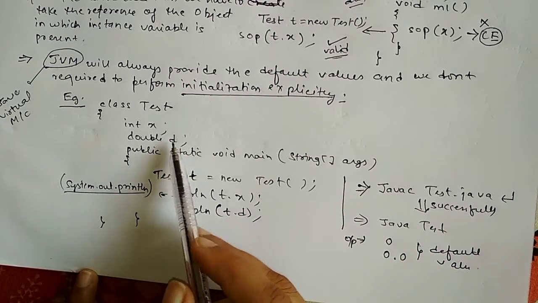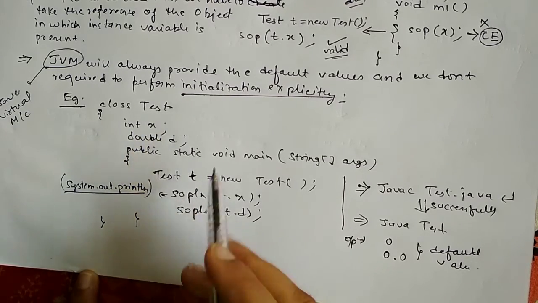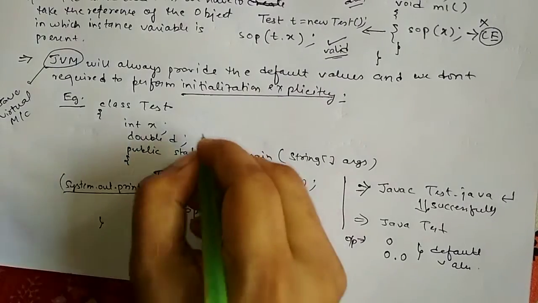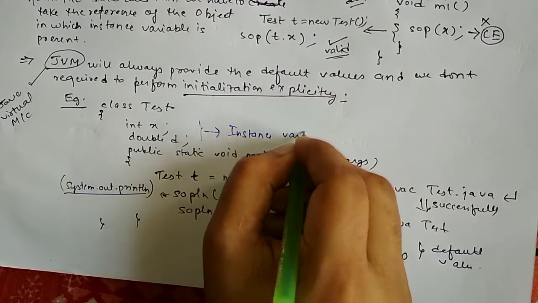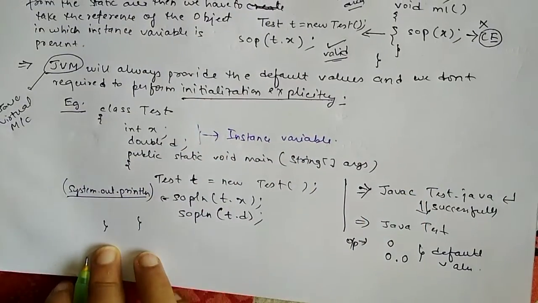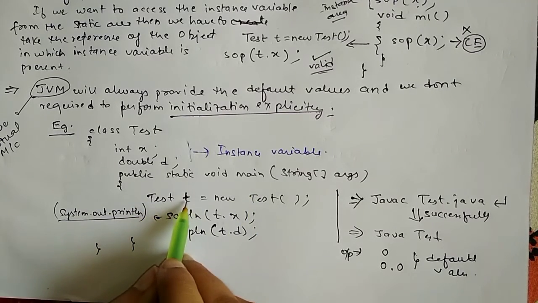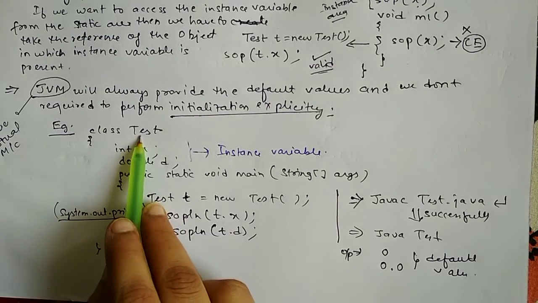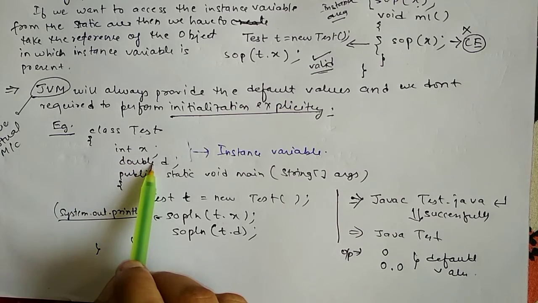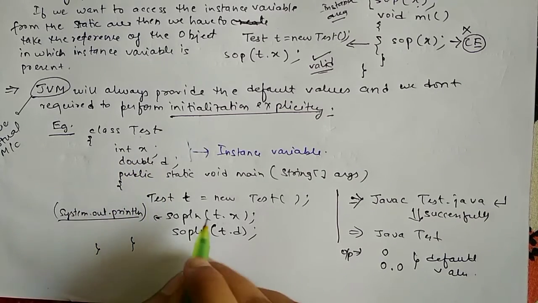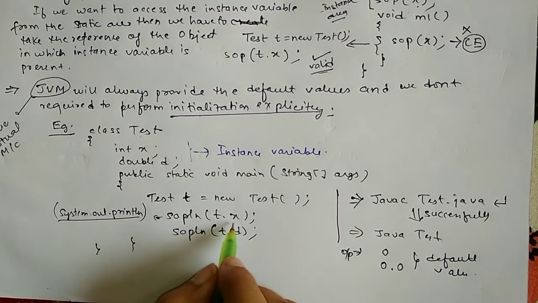So we have created a class Test and we have taken two instance variables. And we have created a method. In that method we have created a Test t, which is the object of this Test class, and with the help of this object reference I am trying to access the instance variables int x and double d. So here we have just System.out.println t.x and t.d.